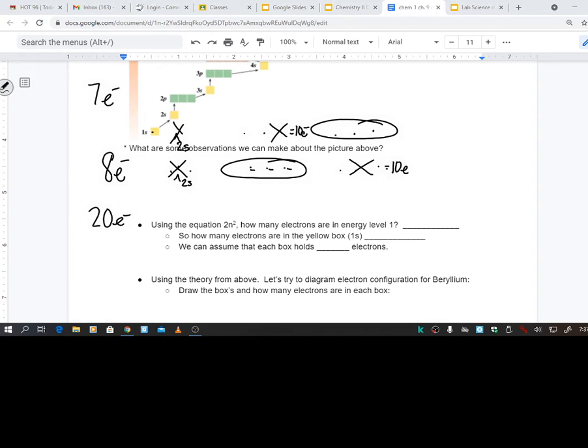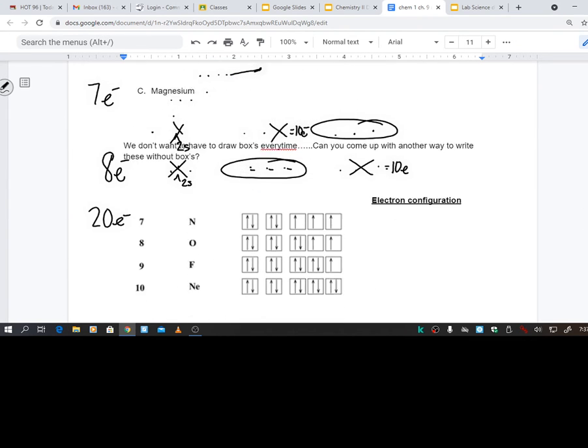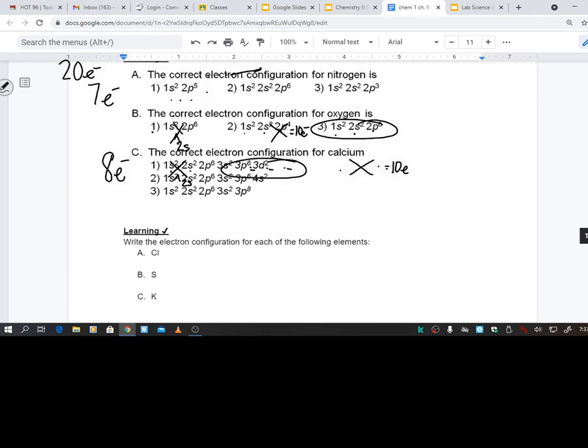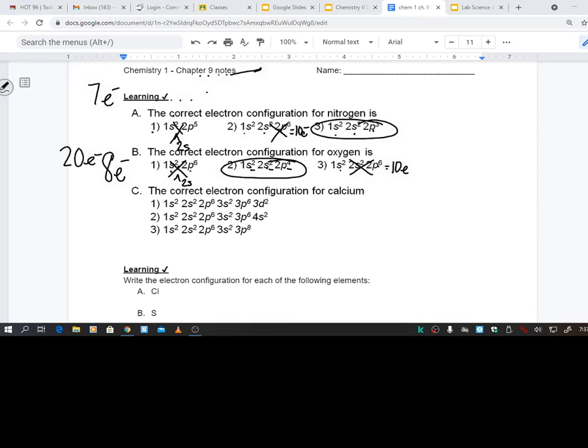So let's count: 2, 4, 6, 8, 10, 12, 14, 16, 18, 20. So where we normally think we should go from 3p to 3d, it goes to 4s. Now I used all those boxes. So let's go back down here. There we go. 20 electrons back here.